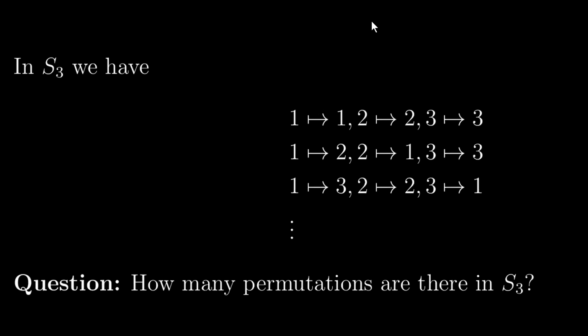So for example, in S3, we have the permutation that fixes every element: 1 maps to 1, 2 maps to 2. This little arrow with the line on it just means maps to. We have the permutation that swaps the numbers 1 and 2, so 1 maps to 2, 2 maps back to 1, and 3 just gets mapped to itself. The permutation that swaps 3 and 1 and fixes 2, and on and on. And here's a question for you guys. How many permutations are there in S3? Does anyone know?